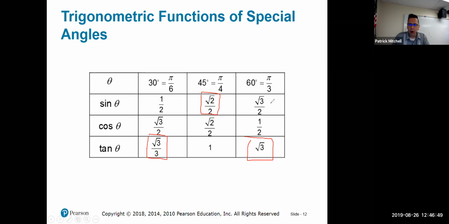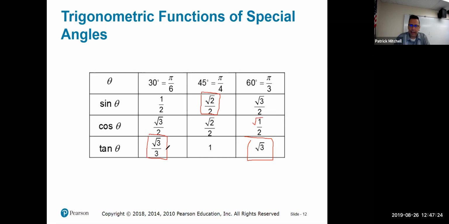So there are some cool patterns to this. For example, if you look at sine, everything is over 2, and upstairs it goes from 1 to square root of 2 to square root of 3. And then when you look at cosine, it's exactly the same values run in reverse. Square root of 3, square root of 2, and 1. You could even put the square root over this 1 if you really wanted to. It makes the pattern a little more clear, right?